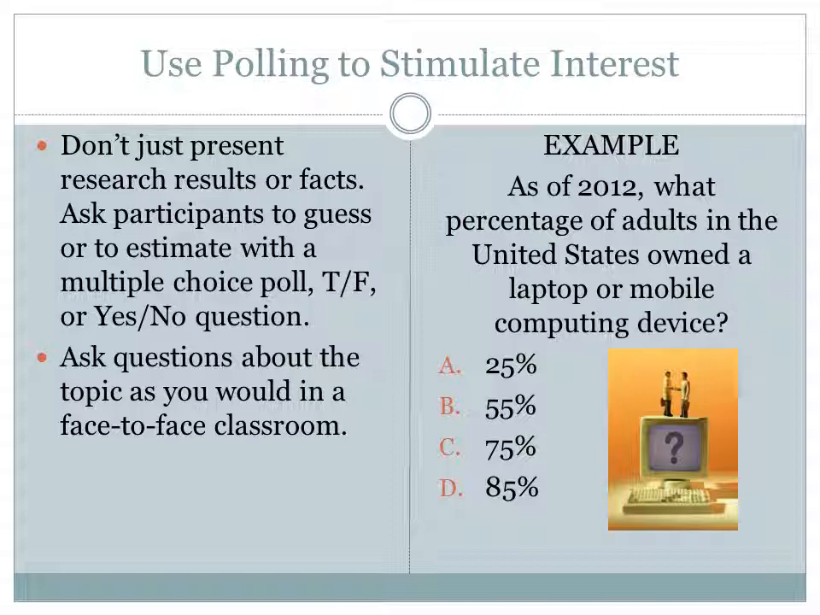Engage the brain. Don't just present research results. Ask participants to guess or to estimate with a multiple choice poll. Then present the data and compare it to their poll results. Memory and retention are often improved by guessing incorrectly and then learning the correct answer. And if someone isn't guessing but is sharing what they know, their correct answer will then be validated. You may ask participants to guess or estimate with a multiple choice question, true, false, or yes/no questions. Polling even allows you to ask questions about the topic as you would in a face-to-face classroom.